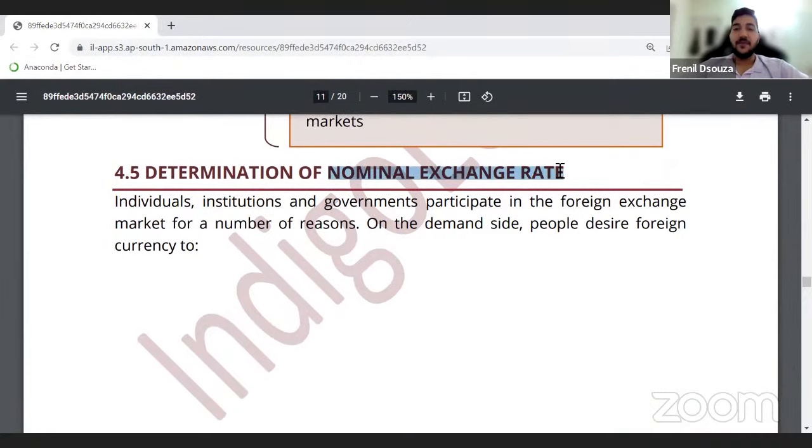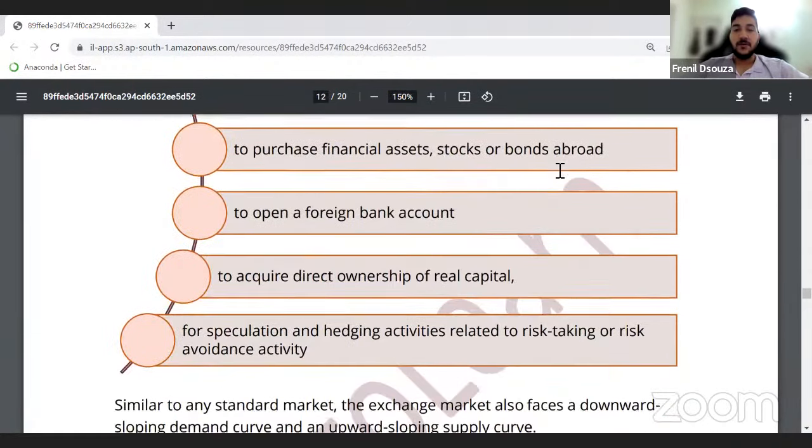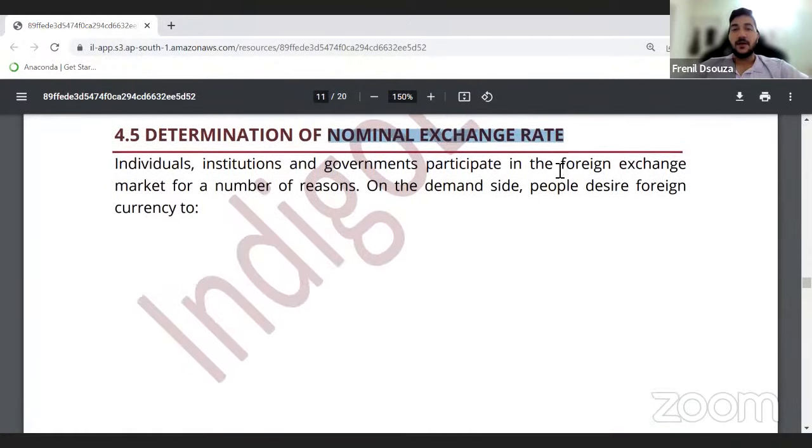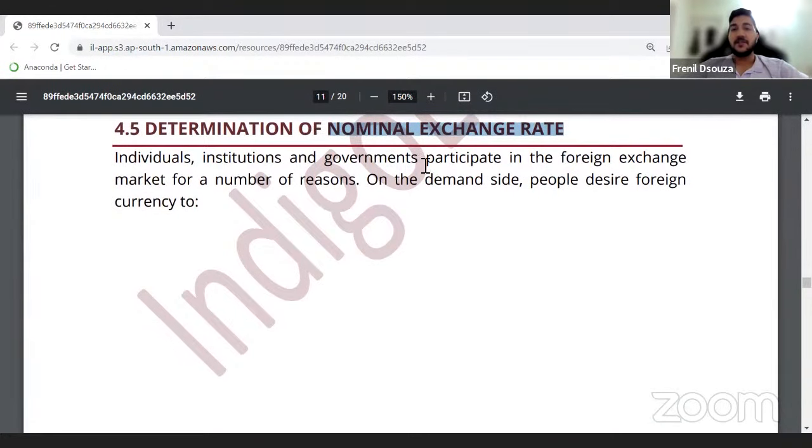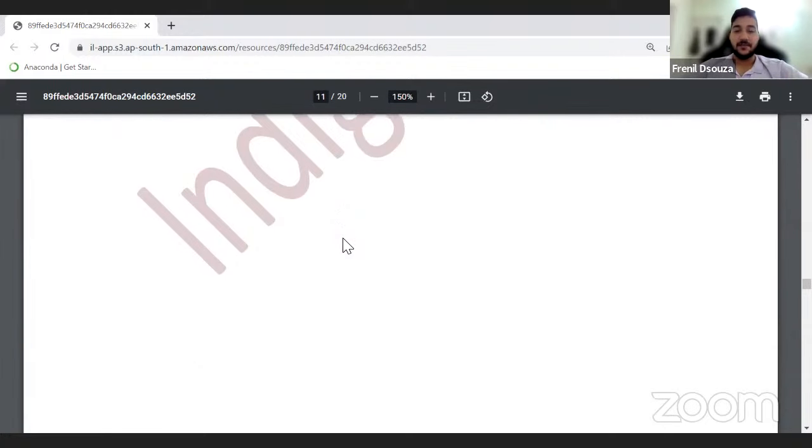Okay, next, determination of nominal exchange rate. Now here I have nothing to say because the graph is very clear. The determination of nominal exchange rate happens how? It happens based on demand and supply, right? So demand curve, supply curve, intersection, that's the quantity and the price, right? To the x-axis and to the y-axis. It's much easier that way.